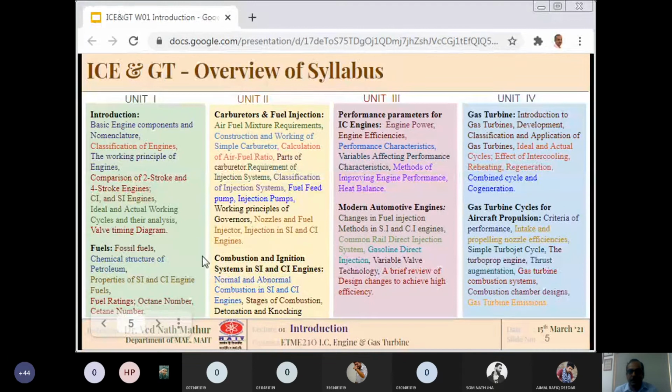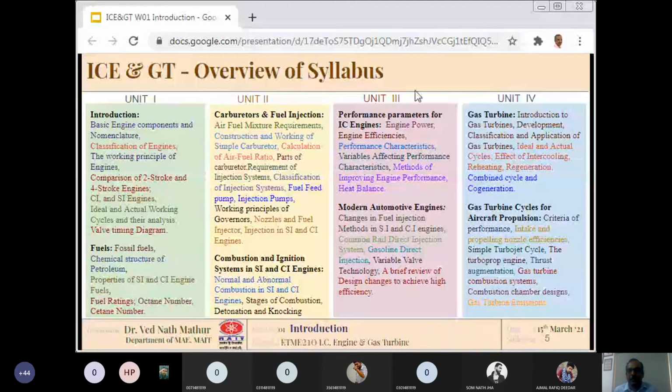And this one is a very interesting part, the second part of the second unit. How does the combustion take place inside the engine cylinder? We'll study the normal combustion and the abnormal combustion in SI and CI engines, the different stages of combustion, and what detonation and knocking in engines are.